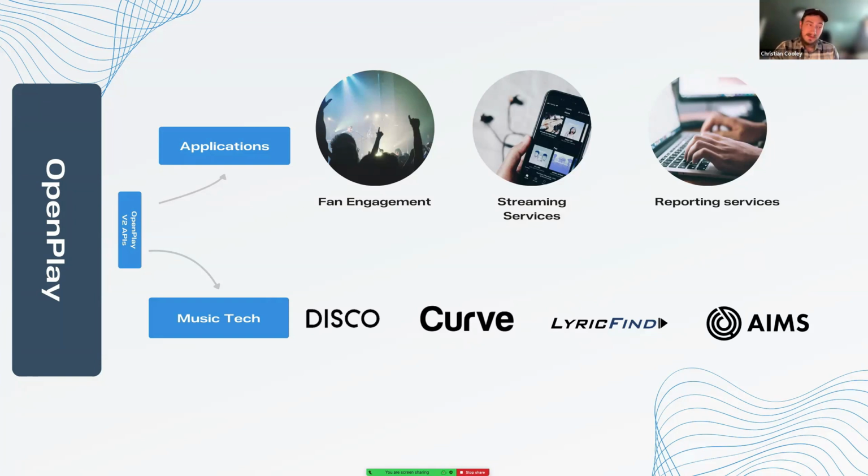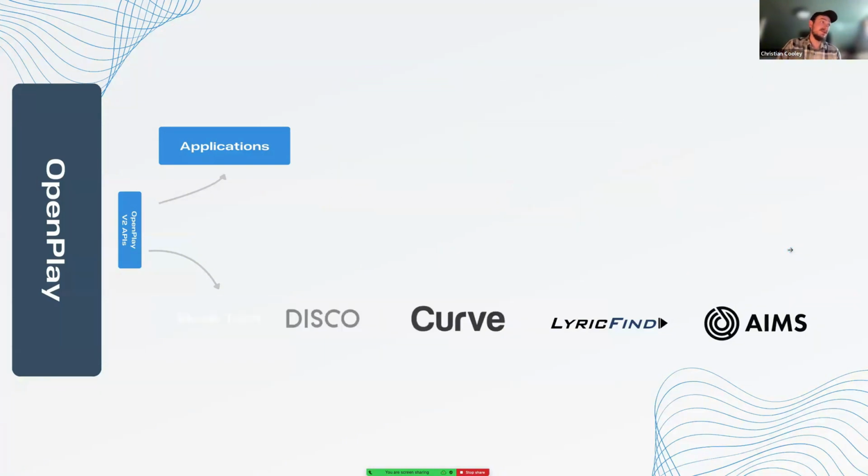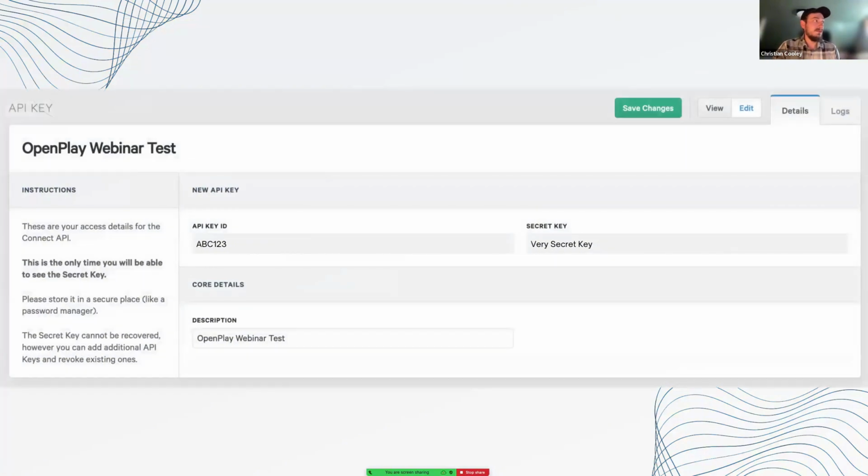So there's a lot of incredible applications for the V2 APIs, and we're going to go over just a tiny bit of it. The first thing I want to show you, though, is when you're setting one up in OpenPlay, you go to your manage area. So for those of you that are current users and are admins, you can go to your manage area. In the manage area on the left side, you're going to see a section that says APIs.